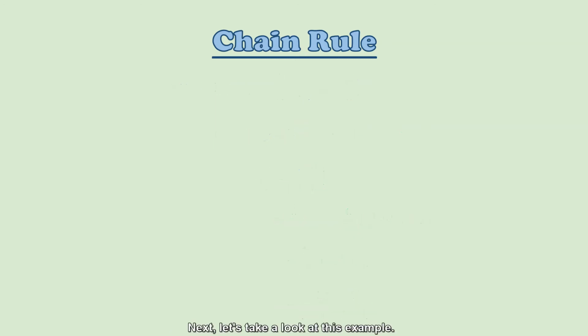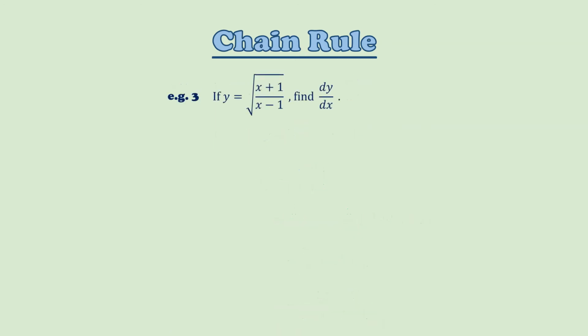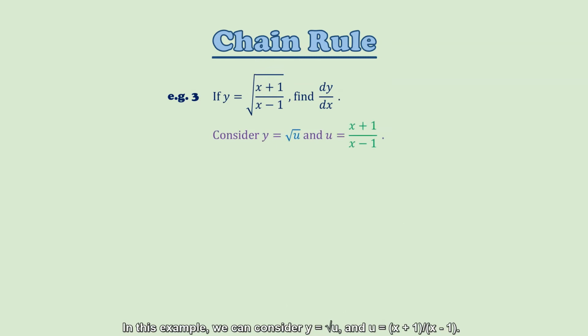Next, let's take a look at this example. In this example, we can consider y to be √u and u to be equal to (x + 1)/(x − 1). Then to find dy/dx, it is just equal to dy/du times du/dx.